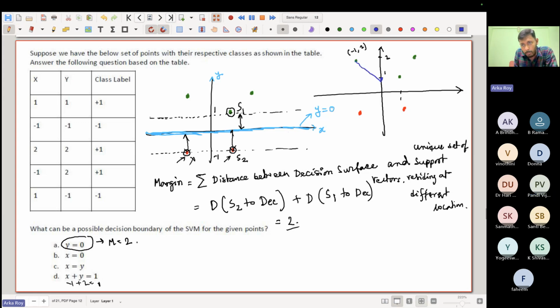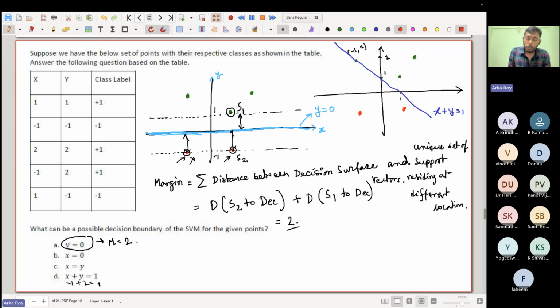So let us consider this is 1. Anyway, this is the equation, that is x plus y equals 1. This is how it looks.